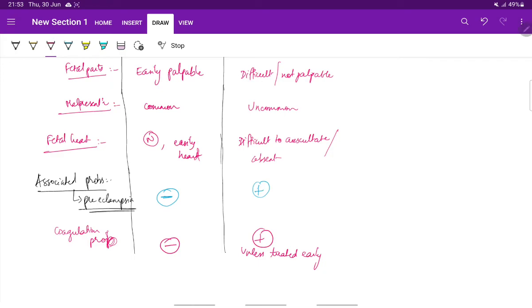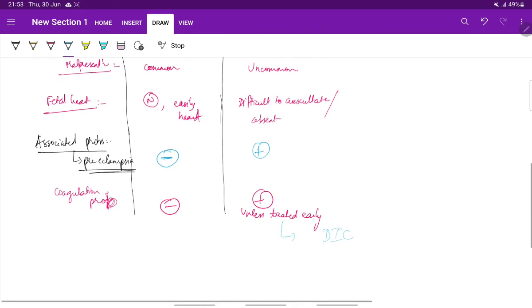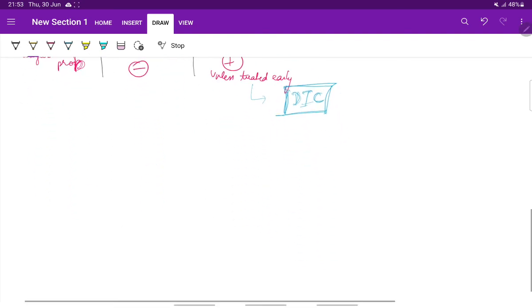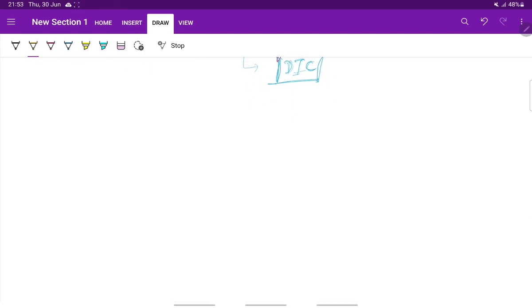So, this coagulation problem in abruptio placentae, unless they are treated early, there can be disseminated intravascular coagulation. This is a very important and a serious problem. So, these are all the major differences between the two types of antepartum hemorrhage, which are placenta previa and abruptio placentae. For more detailed information about these two, check out our previous two videos. One about the placenta previa and the other one is about the abruptio placentae.